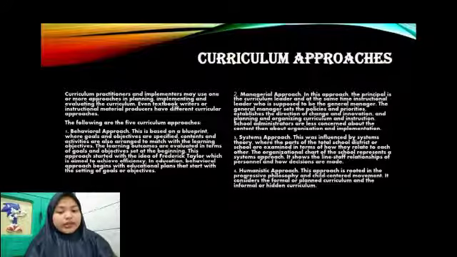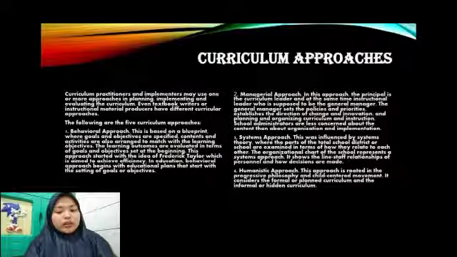And number 3, system approach. This was influenced by system theory, where the parts of the total school district or school are examined in terms of how they relate to each other. The organizational chart of the school represents a system approach. It shows the line-staff relationship of personnel and how decisions are made.